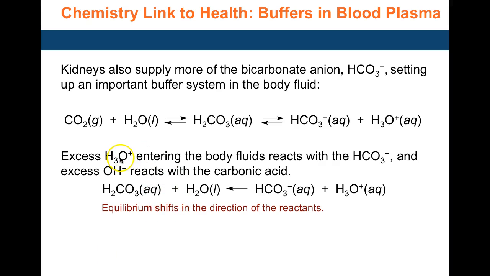If excess acid enters the body fluid, then it's going to react with the bicarbonate portion of the equilibrium conditions of the bicarbonate buffer in blood. And when it does so, it is going to push the equilibrium towards the left. And if there's excess hydroxide or base entering body fluids, then it strips off a proton of the carbonic acid and it'll push the equilibrium towards the right. Okay. And that's how the pH of the blood is maintained.